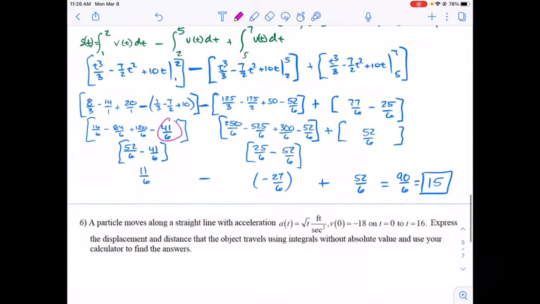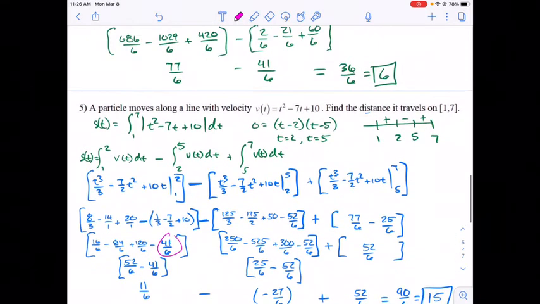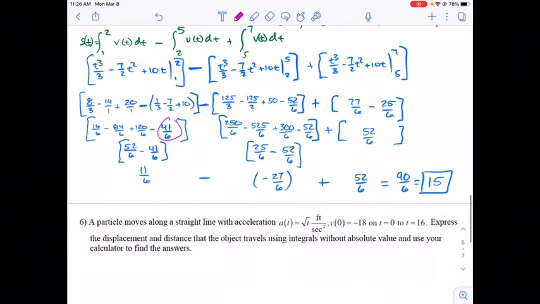And the last one here, we're going to evaluate from 5 to 7. Because we've already done 7 from the last problem, and 5 from this last part of this problem, we know we're going to get 77 over 6, and that's referring to this right here. So 77 over 6 minus 25 over 6 gives us 52 over 6.